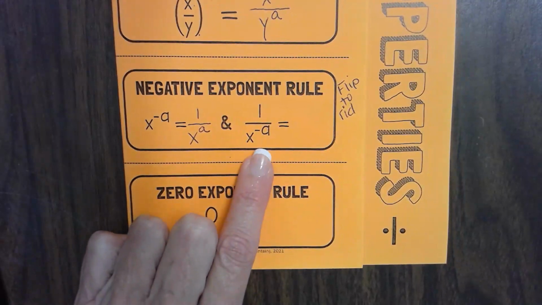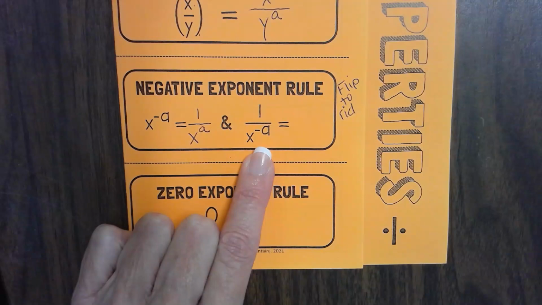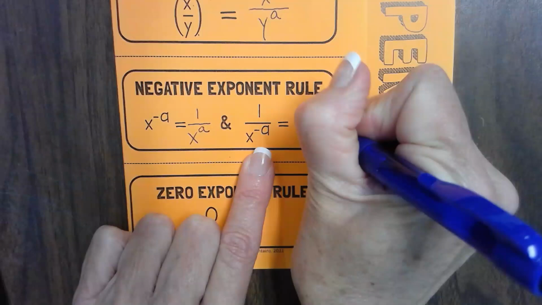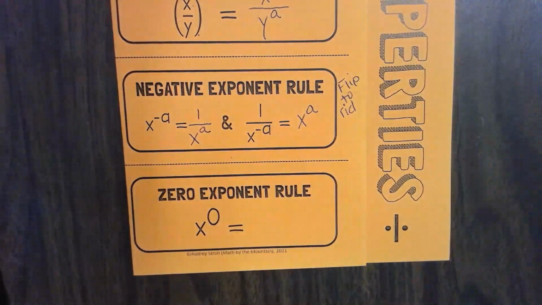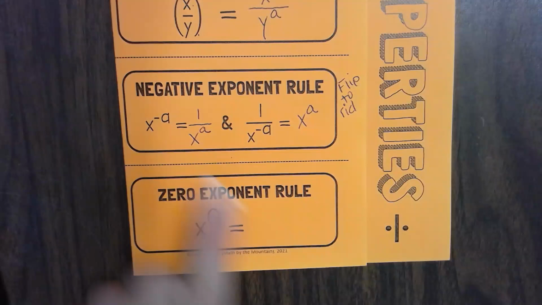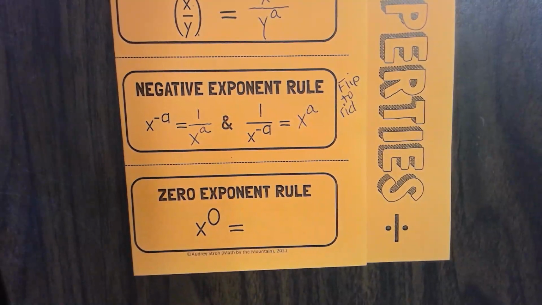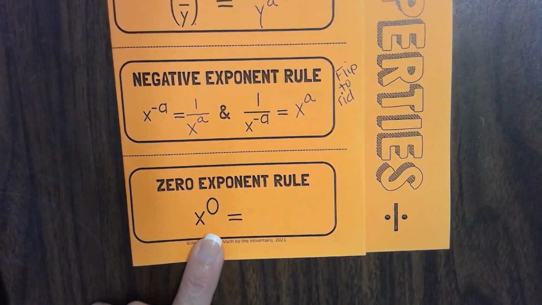Okay, now here's an example where the power is negative on the bottom. In order to get that power to be positive, we're going to move it to the top. And now the power's positive. So this one's going to be a little new to you. Okay, this one, the zero exponent rule.